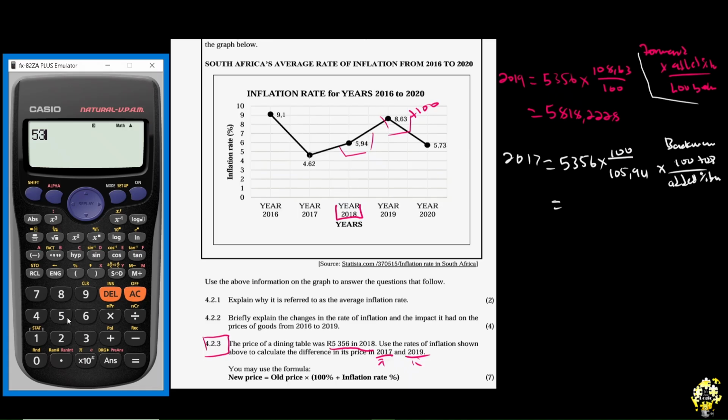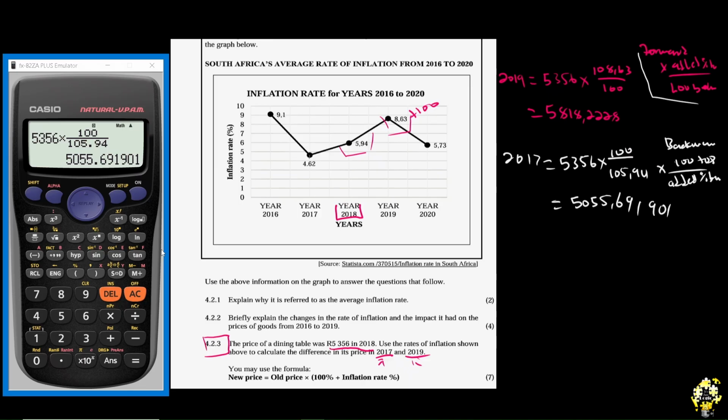Now 5,356 multiply by 100 because we are going backwards. And the 105, which is the added 94. What do we get? We actually get 5,055.691,901. I know.